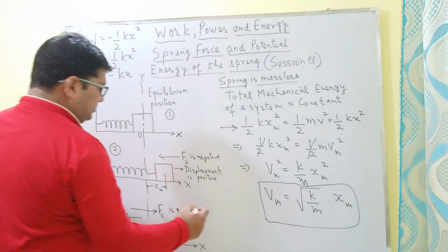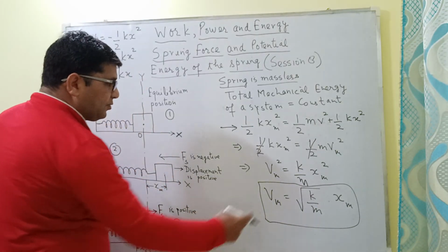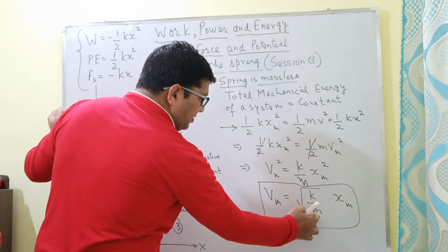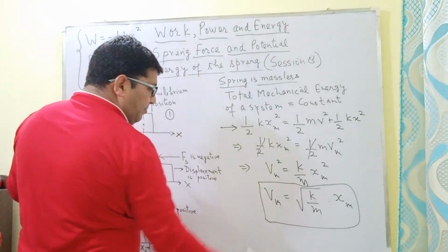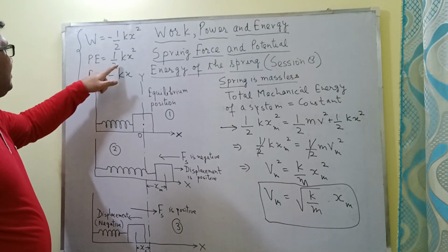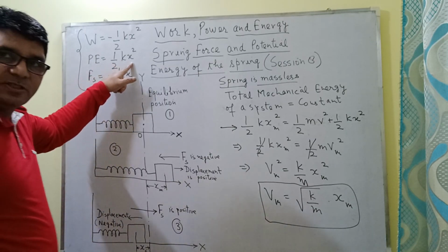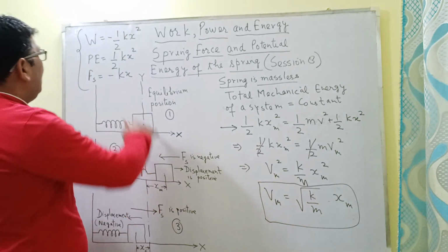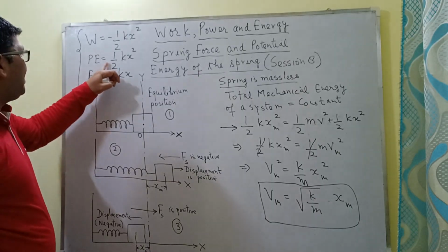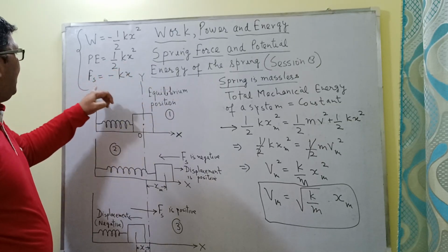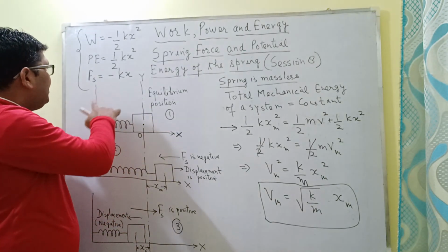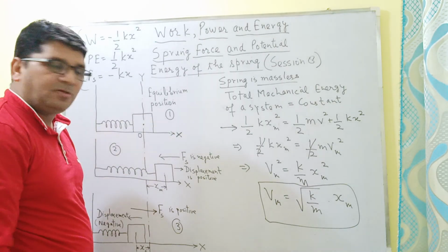So we have now got these four important formulas. That is, vm is equal to root k by m into xm, where xm is the displacement, k is the spring constant, m is the mass of the block, and vm is the maximum velocity. Work done is equal to minus half k x square. Potential energy will be equal to 1 by 2 k x square, because the change in the potential energy is the negative of the work done, so this negative sign will not be there in the case of potential energy. Spring force is equal to minus kx. The minus sign indicates that the direction of the spring force is opposite to the direction of displacement.